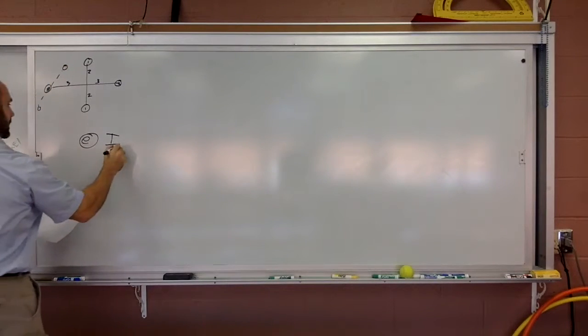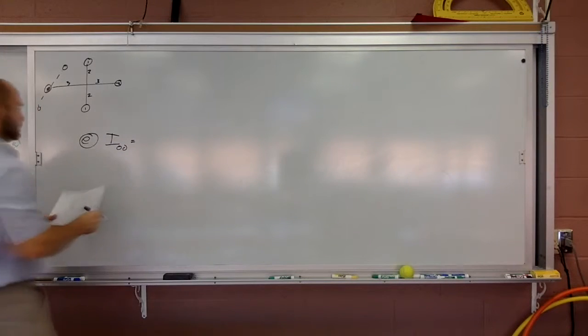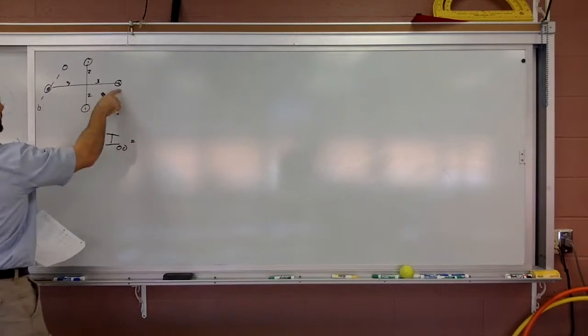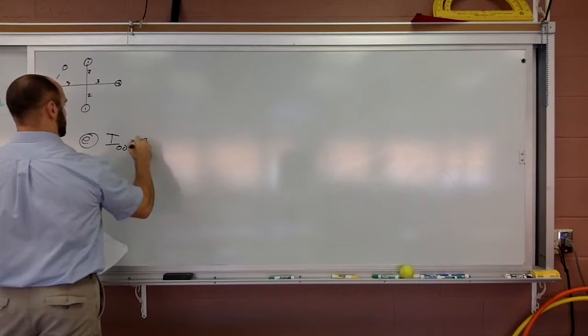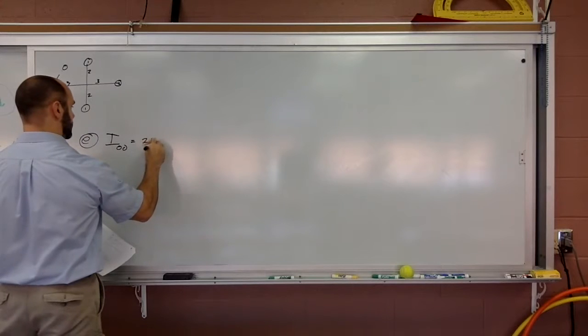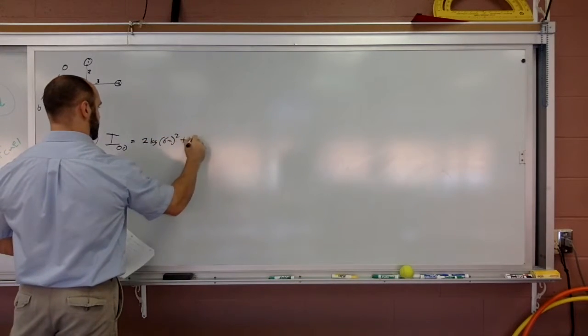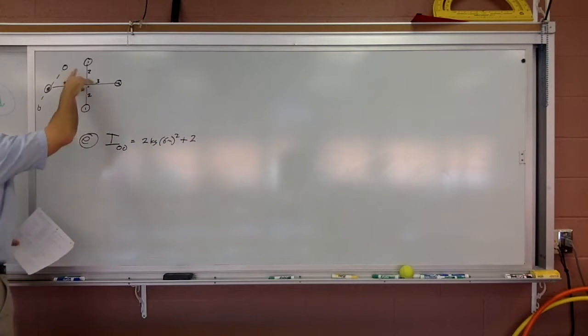So IOO is the distance from here to here. This is 2 times, and the distance is 6. So 2 kilograms times 6 meters squared. Plus, and now I'm going to have 2 of these, right? 2, this one and this one.